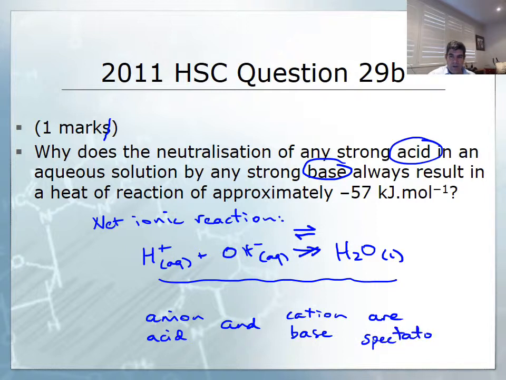And as a result, they will not greatly affect this particular equilibrium here, nor will they affect this value here. So in net terms, once we cancel out all of the spectator ions, we have a net reaction of H plus ions plus OH minus ions going to H2O molecules, with a delta H value equal to minus 57 kilojoules per mole.